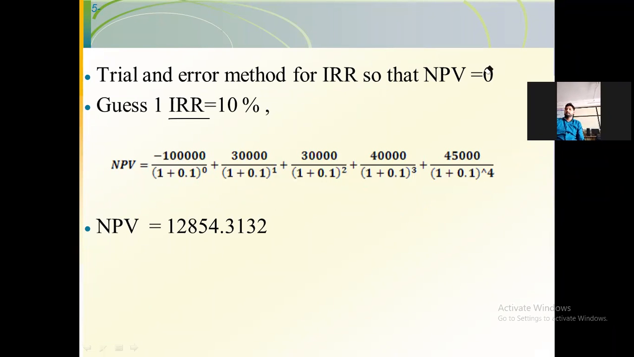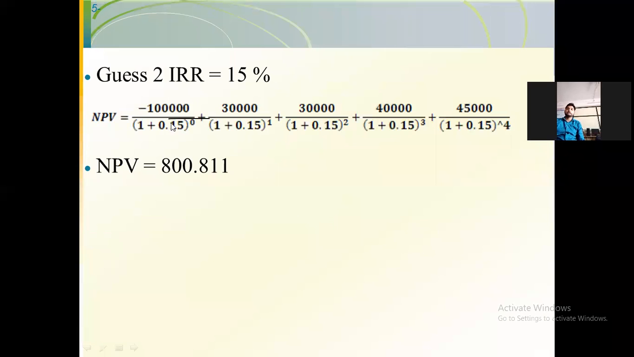Further, once you get the value, you come to know that we have to increase the internal rate of return value. So in guess 2 we have considered the internal rate of return value as 15%. Now here the internal rate of return value is 15%, so consider the 15% and calculate the NPV.